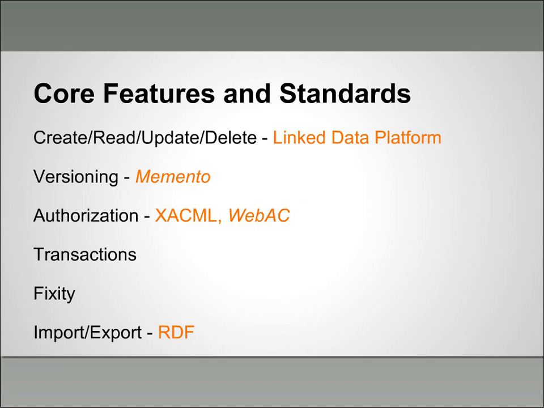Fixity is another service that Fedora provides, and so basically when you ingest a new object into Fedora, you can provide a checksum for that object, or Fedora can calculate one for you. And then at any time, you can use the Fixity API to recalculate that checksum. And that's basically just going to tell you if you had some corruption in a file. If the bits have changed over time, then the checksum will be different, and Fedora can alert you that that file has changed, and you can restore a previous version or take some other action.